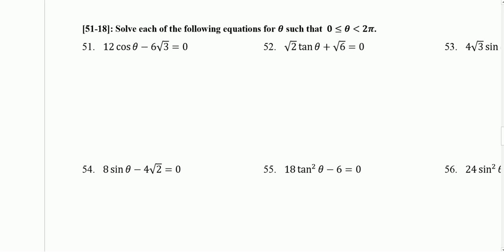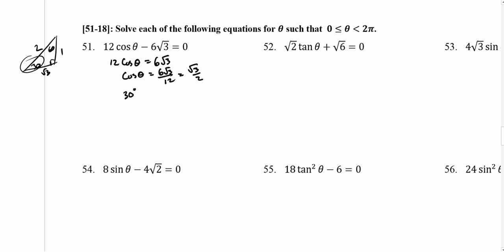Solve for cosine. We get 12 cosine theta is 6 root 3 divided by 12. Cosine theta is 6 root 3 over 12, which reduces to root 3 over 2. In the 30, 60, 90 right triangle, we got side lengths 1, root 3, and 2. And the cosine is adjacent over hypotenuse, so we're looking at a reference angle of 30. So we're looking at 30 degrees in.